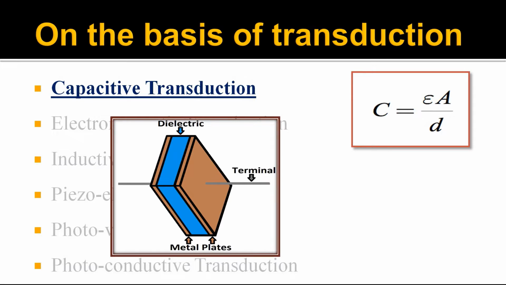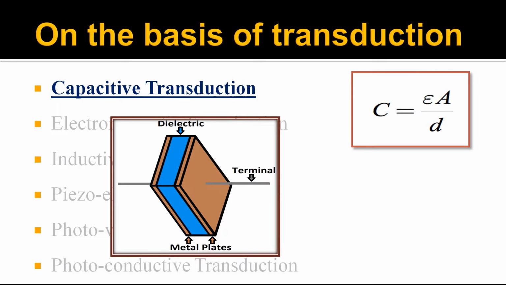by C is equal to epsilon A by D, where D is the separation distance of plates in meters, epsilon is relative permittivity, which depends on the material which is used as dielectric medium. A is the effective, or we can say the overlapping area of capacitor plates. This is measured in meters square. So C becomes the capacitance, and the unit of capacitance is farad.